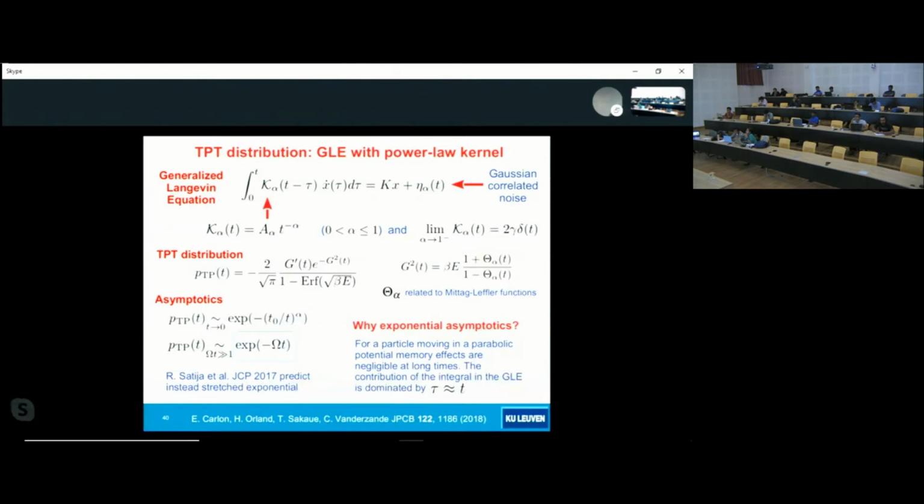Why actually the effect of this memory kernel is going away for long times, okay? The idea is that the effect of the barrier, or the effect of this potential, is destroying this memory, the effect of the memory kernel. Okay, there is an argument, and the paper is mentioned below.